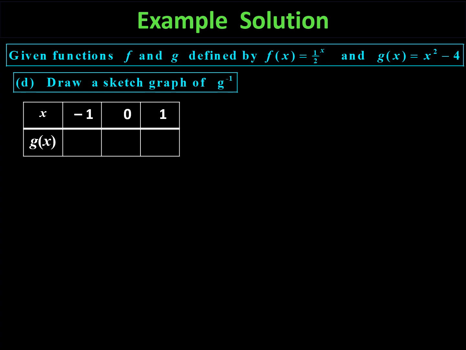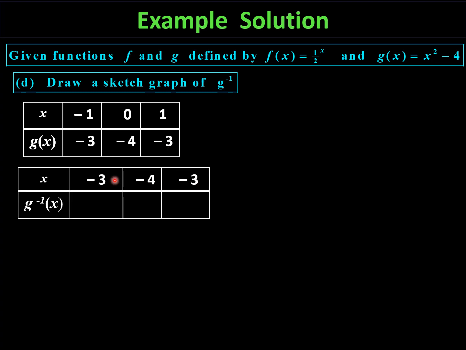That's correct. You set up a table, and your table here preferably would be -1, 0, and 1. Always try to make use of that, right? It should always help you. So if we compute the output values, those are the output values. But that's the table for g. If we want to draw the inverse, we need to invert it. You don't have to redraw the table. You can just see that it will be -3 and 1, -4 and 0, and -3 and 1. But let's just complete it.